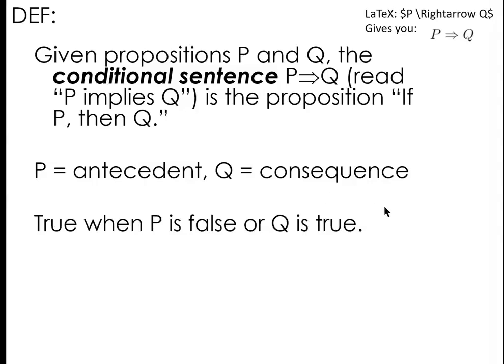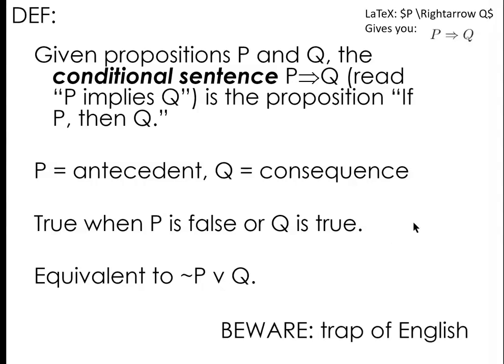Anyway, so this is true when P is false or when Q is true. So it's equivalent to the expression tilde P or Q. So beware the trap of English. What I mean by that is, if I say, if I have red hair, then John has 4 legs. Clearly the color of my hair has nothing to do with John's legs, but this would be a true statement because I don't have whatever color hair I said I had. Since the P part is false, I don't care what the Q is because this part is false. So we can move on.